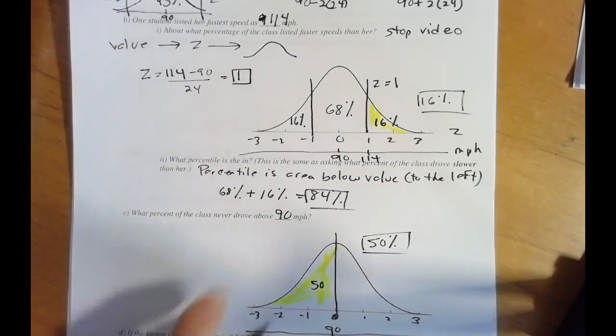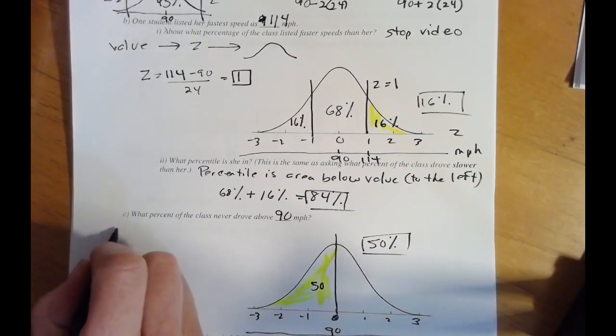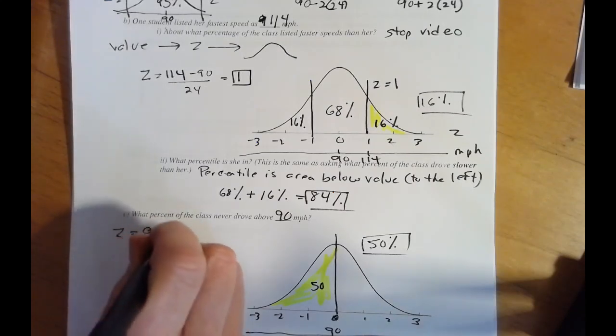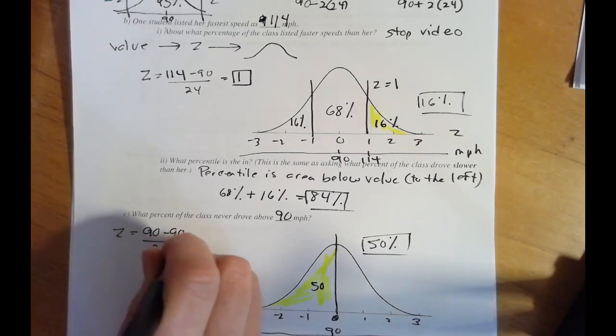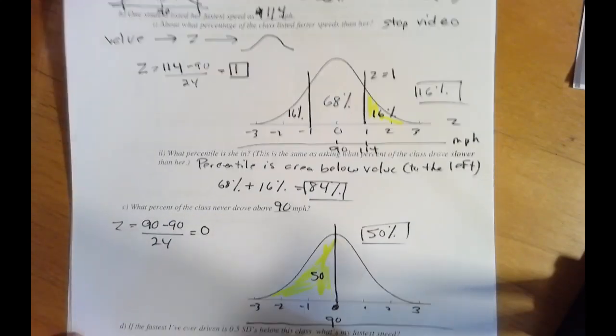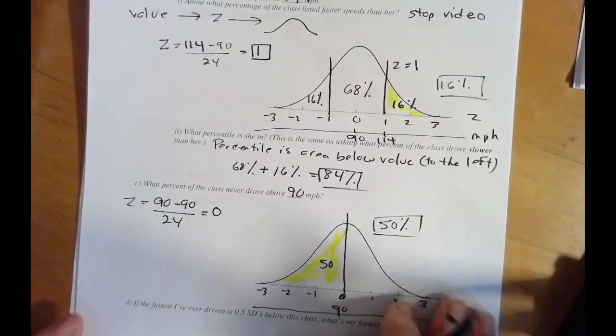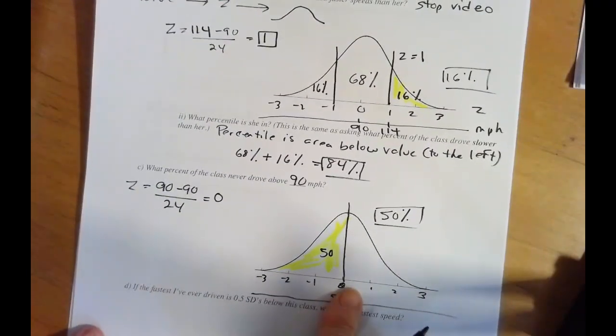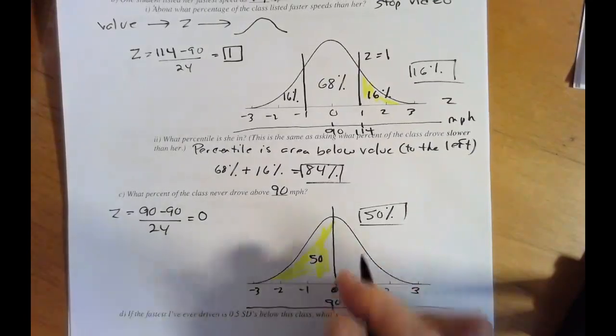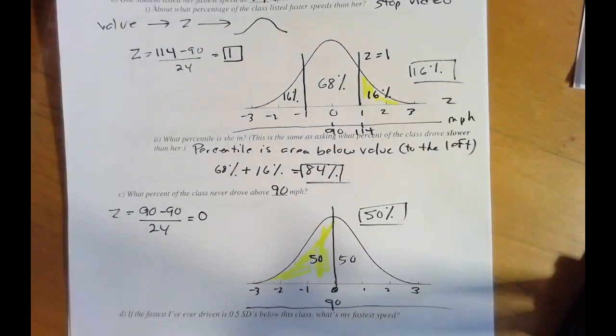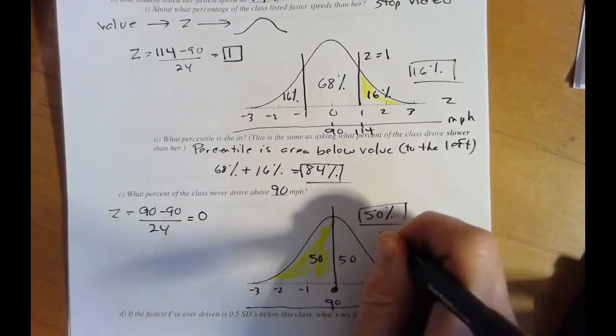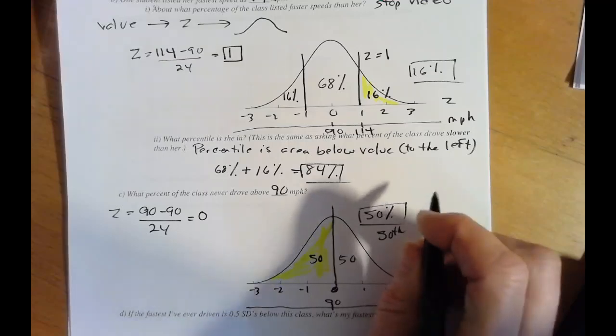But let's say you were just trying to use our method and weren't really thinking about it. Would it even work? What would you do? So you'd say, okay, Z equals our value, which is 90, minus the average over the standard deviation, and of course you get 0. So then you could look 0 up on the table, and you're going to get 0 area. There's no middle area, so each tail's 50%, so it would certainly work. And this is the 50%. It's the same thing as the 50th percentile.